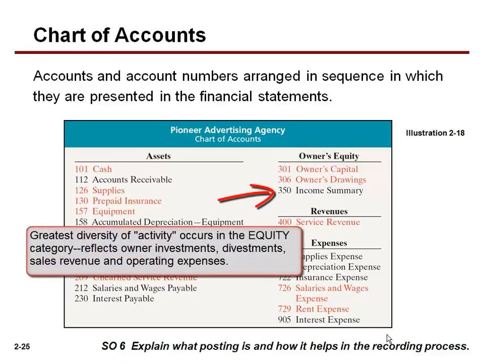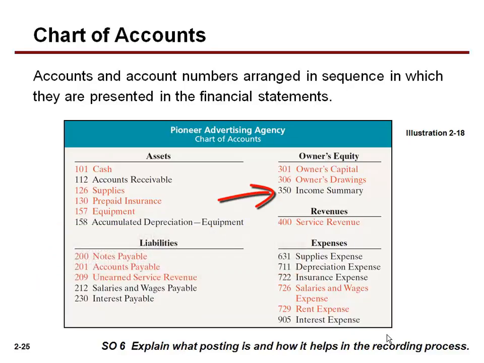The income summary account you see under the owner's equity category, we'll address that in another chapter. It's only used at year end. The color coding here, the red accounts simply will indicate we'll have sample journal entries to these accounts in the coming pages.